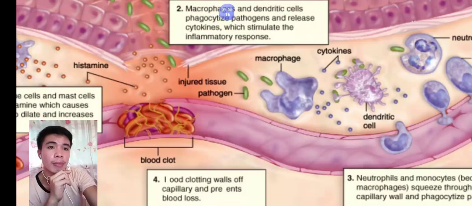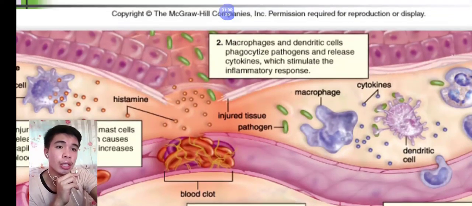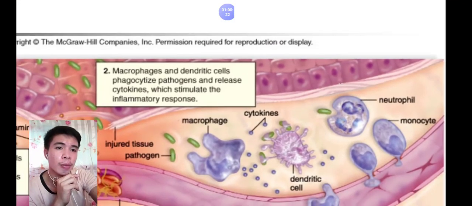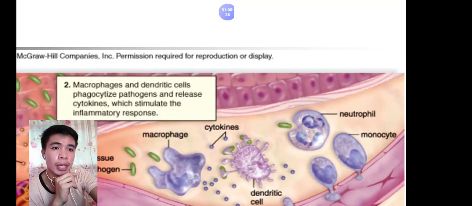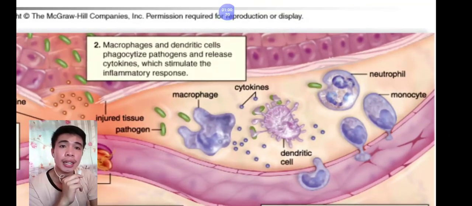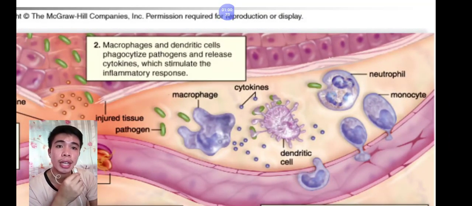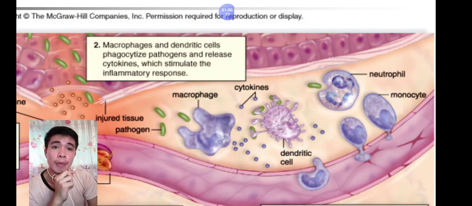This is the macrophage. It eats the dead and destroyed pathogens. The neutrophils, the monocytes, the macrophages and the dendritic cells phagocytize pathogens and release cytokines, which stimulate the inflammatory response.